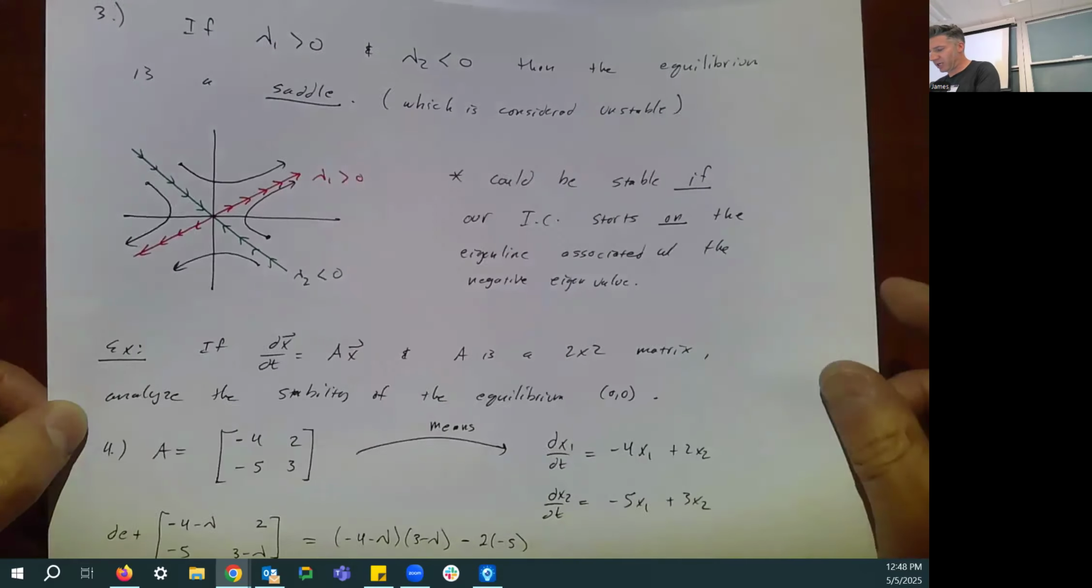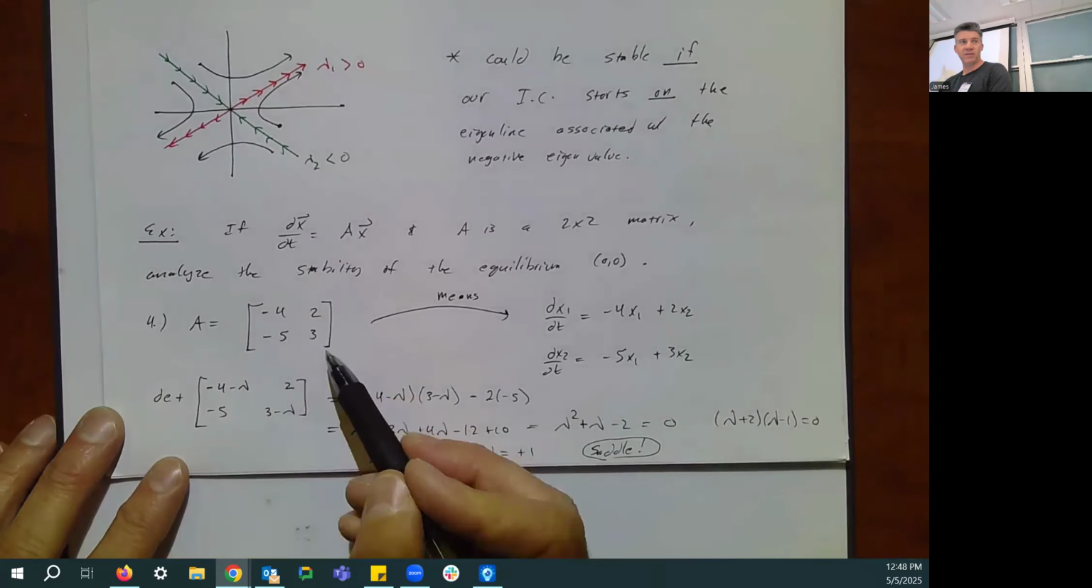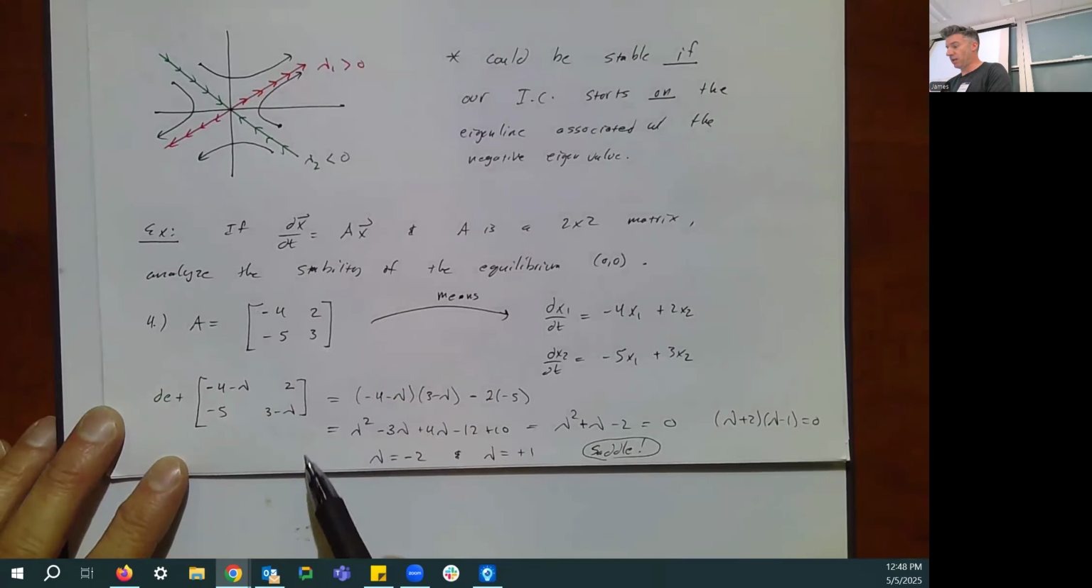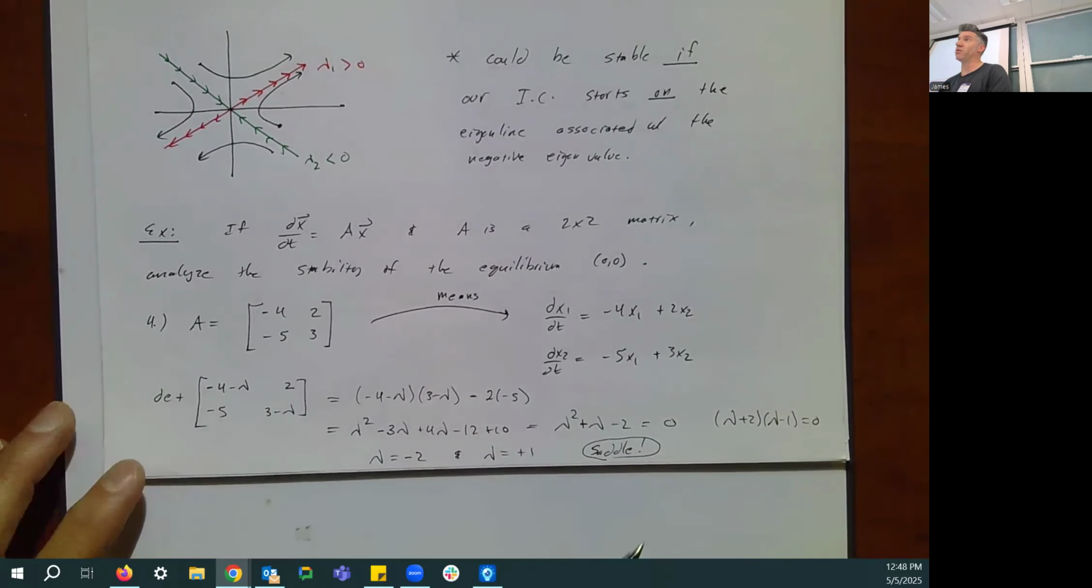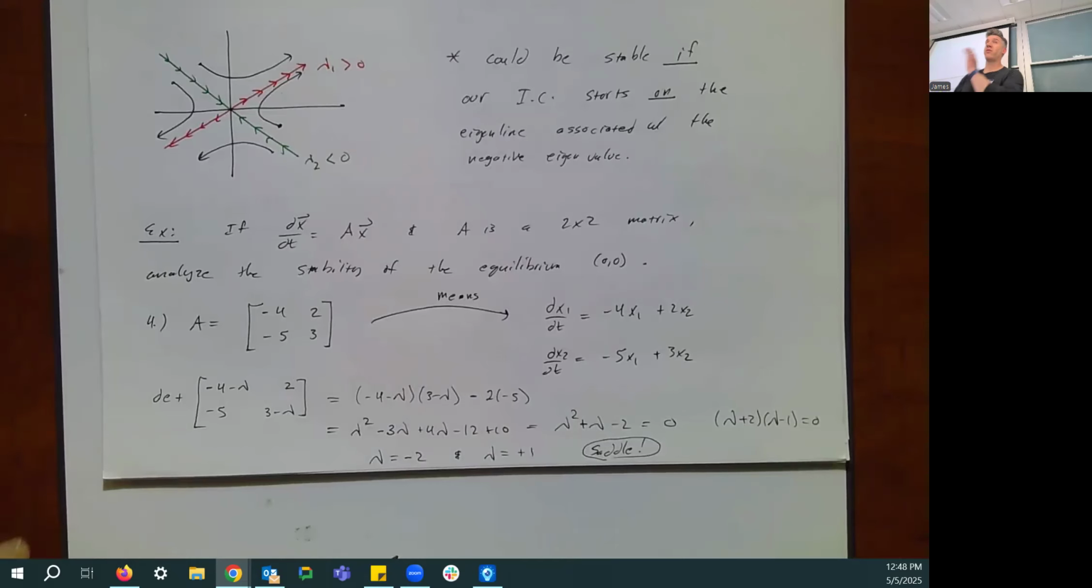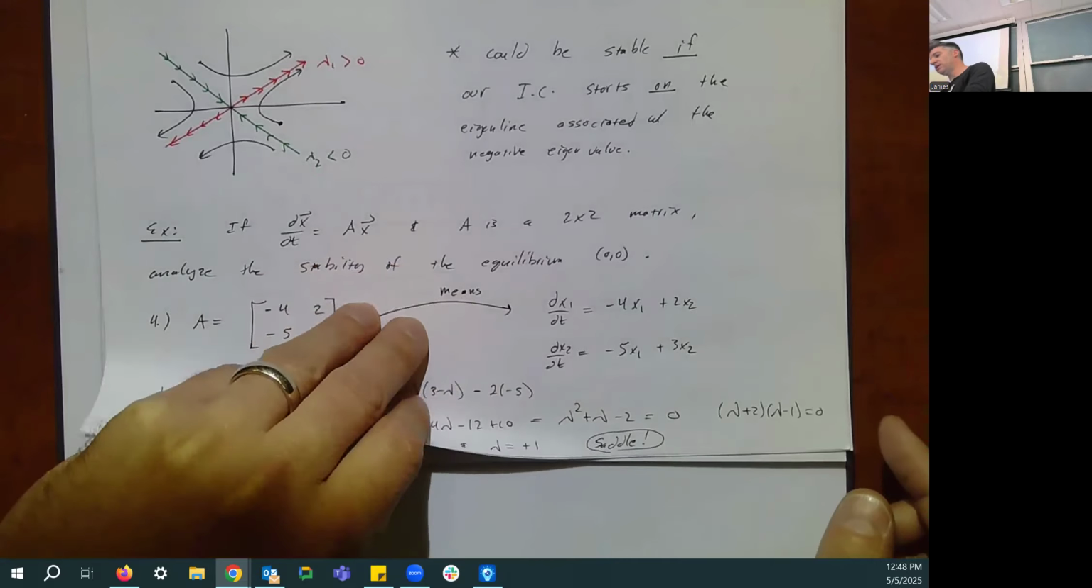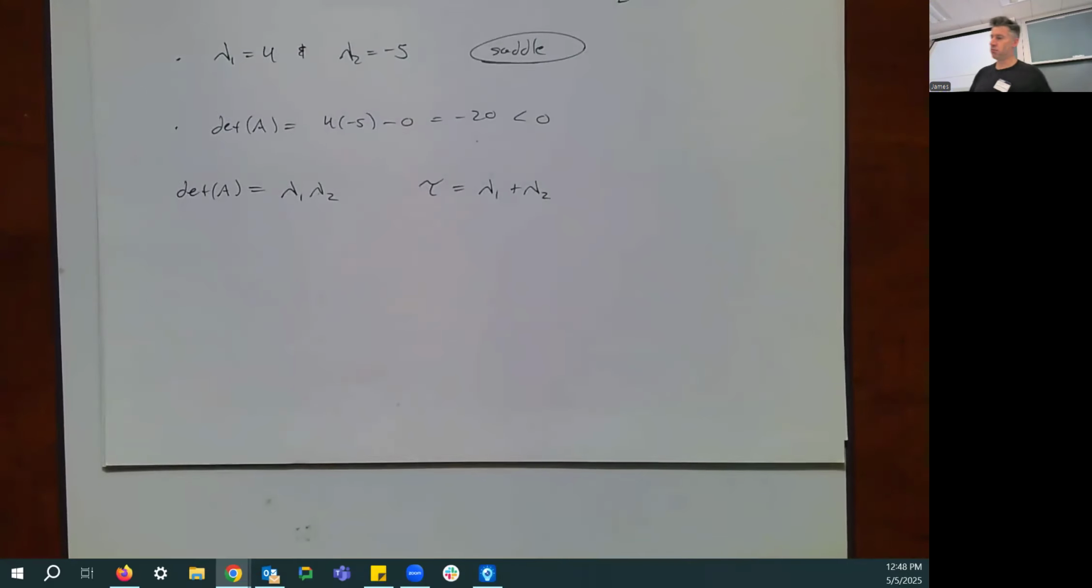If you look at this example here, the trace of this matrix is -1, and the eigenvalues add up to -1. And the determinant of this matrix is -12 plus 10, which is -2, and the eigenvalues multiply to -2. That is always true. It's actually true for matrices of any size, but we only care about 2 by 2s. For matrices of any size, all the eigenvalues multiply to the determinant, and all the eigenvalues add up to the trace. It's kind of neat. It is a useful piece of information sometimes.